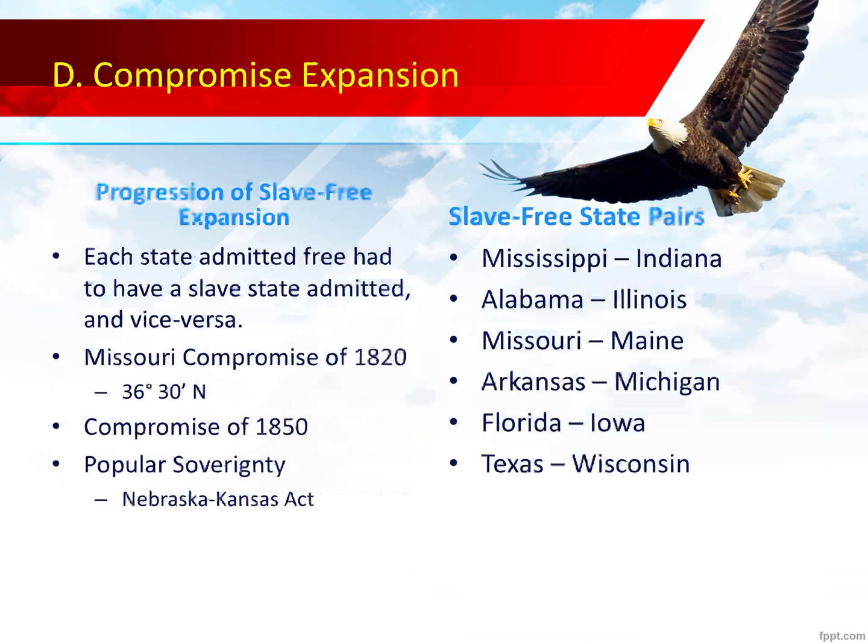So Mississippi, Indiana joins the Union. Alabama, Illinois joins the Union. Maine, well, Missouri joins the Union as a slave state. Arkansas, Michigan joins the Union. Iowa is a free state. Well, Florida joins as a slave state. Texas wants to join the Union. Wisconsin joins as a free state.